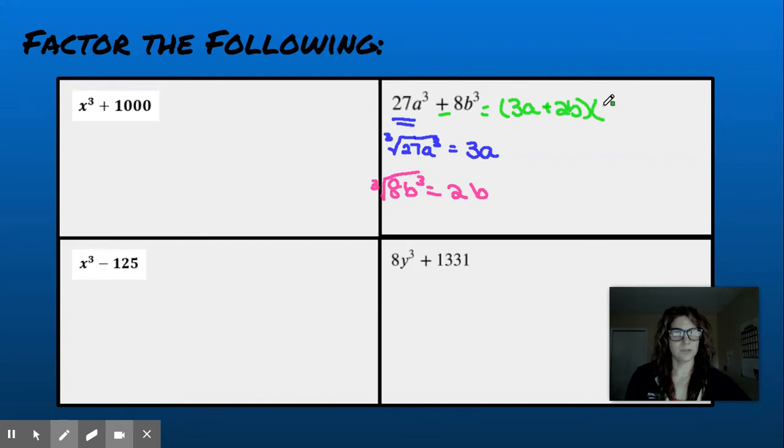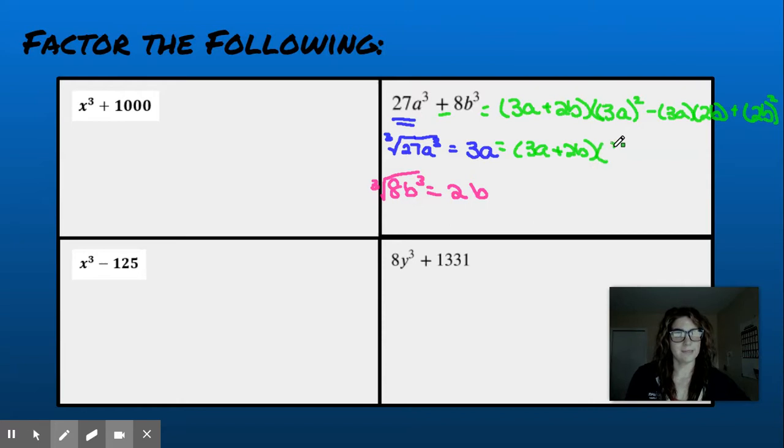times first term squared, so 3a squared, minus, so it's going to be opposite, the product of the two, so 3a times 2b, plus the last term squared. And then I'm going to clean it up. So this is 3a plus 2b.